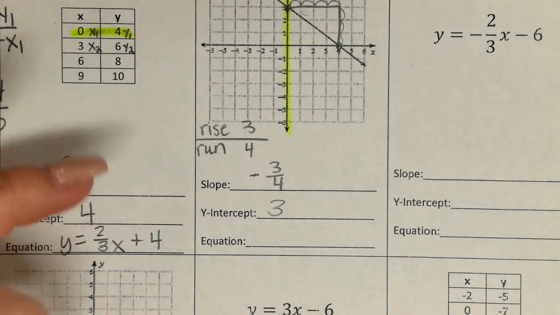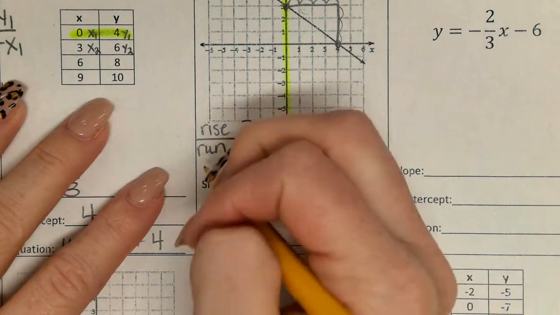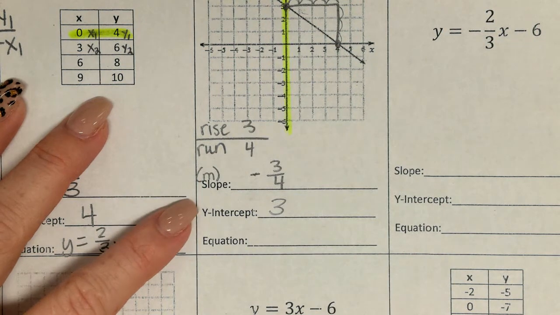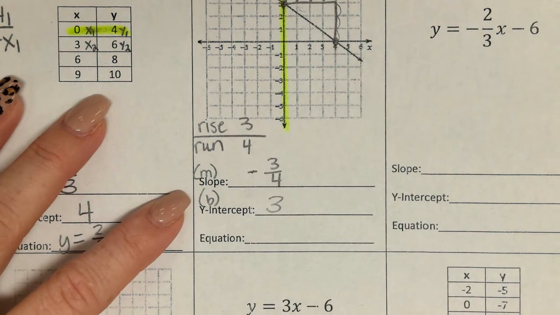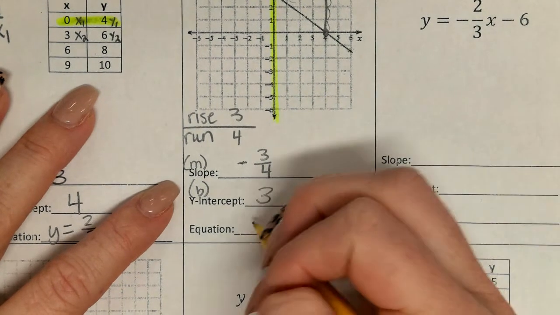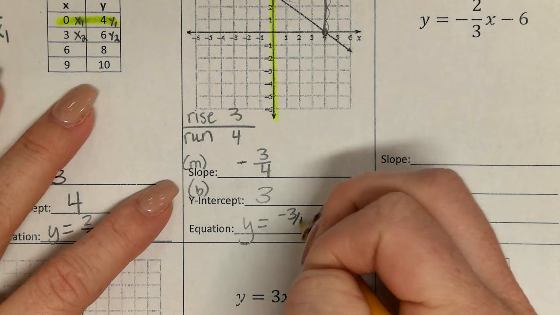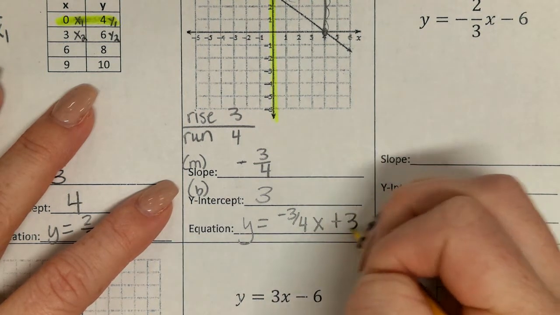Now that I know my slope and y-intercept, I can write an equation. The slope is always the m. The y-intercept is always the b. All right, so how would I write this? Y equals negative 3 over 4 x plus 3. Perfect.